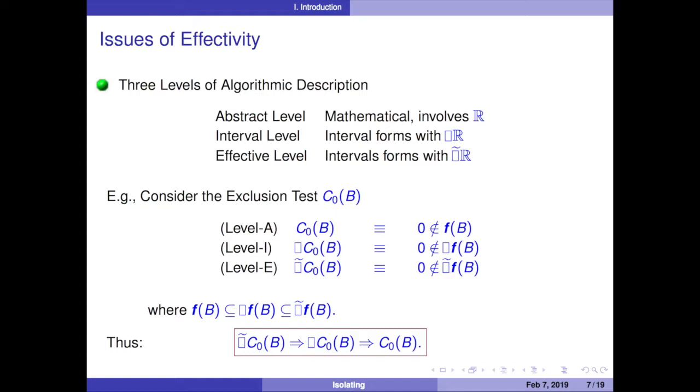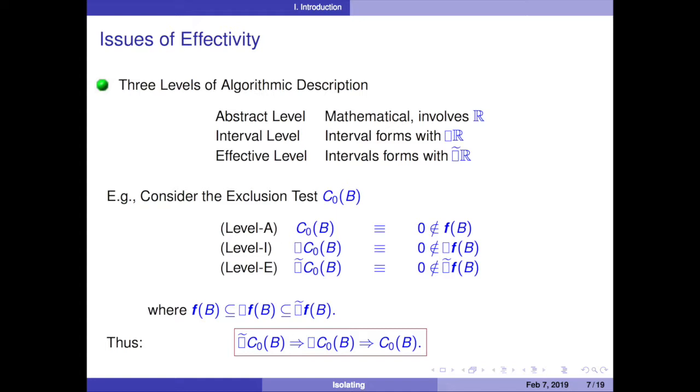I give an example of this exclusion test, C0B. Remember what the exclusion test does? If it succeeds, then it tells you there are no roots. If it fails, all bets are off. We don't worry about that for now. In the proof, we have to worry about it. In the complexity analysis, we do have to worry about it. But for correctness, well, partial correctness, we don't have to worry about it.